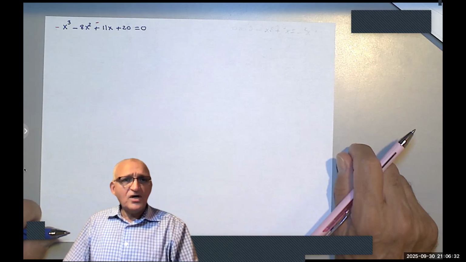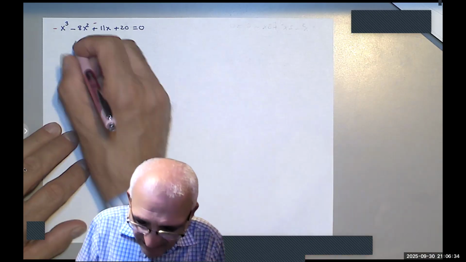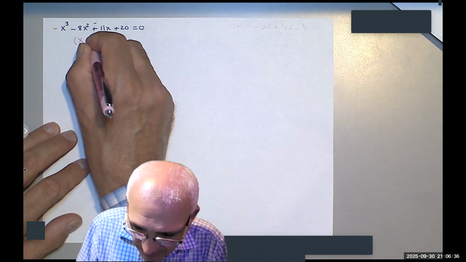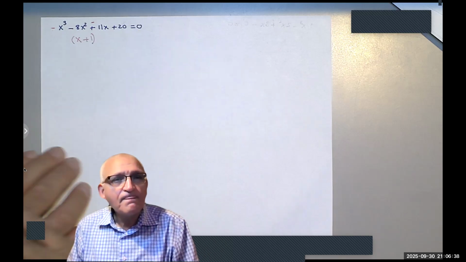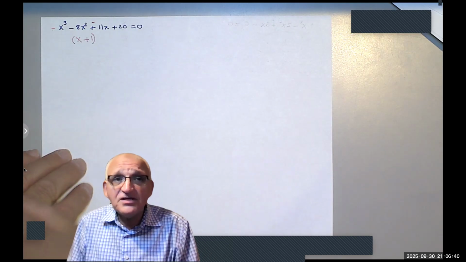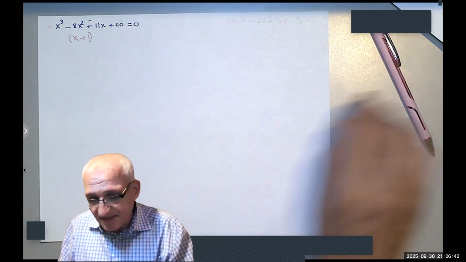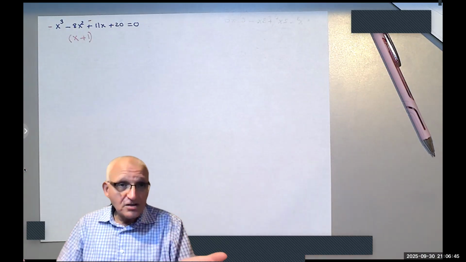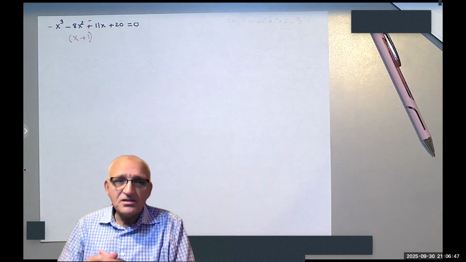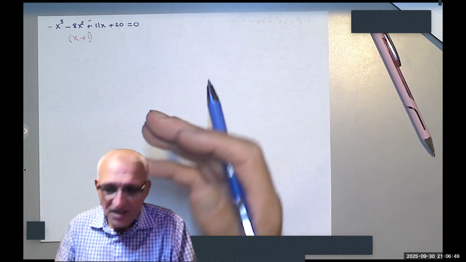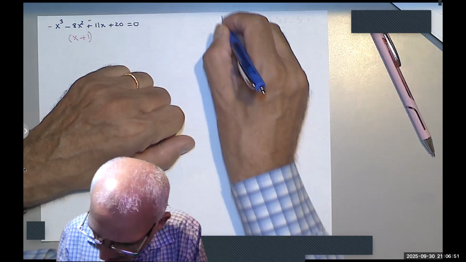x equals negative 1, meaning I have a factor x plus 1. Then you divide. It's up to you. You can divide using long division or synthetic division. Of course, synthetic division is much easier using Horner's law.